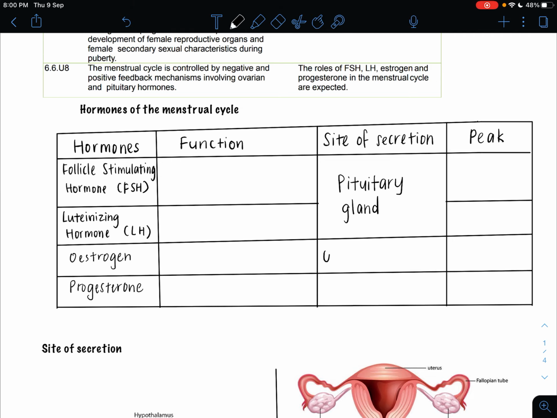For estrogen, it would be the ovary. Same goes for progesterone. But to be more specific, estrogen would be the maturing follicle in the ovary. The progesterone is secreted by the corpus luteum.